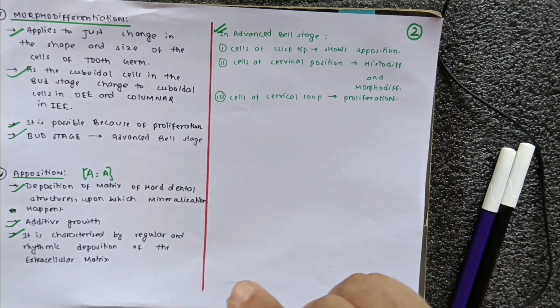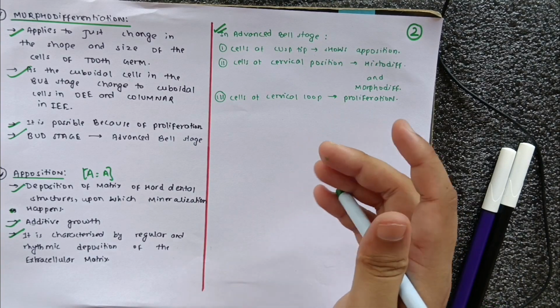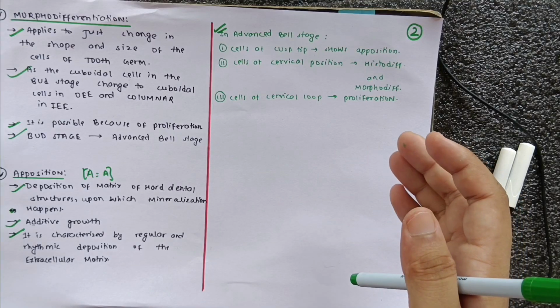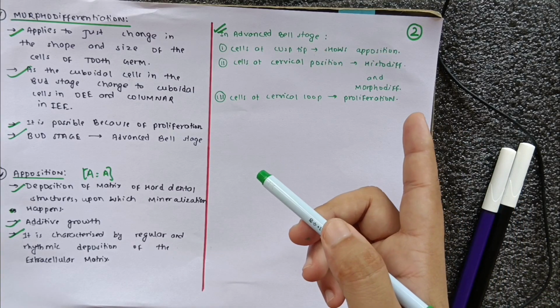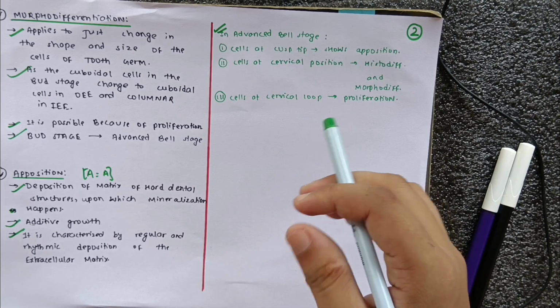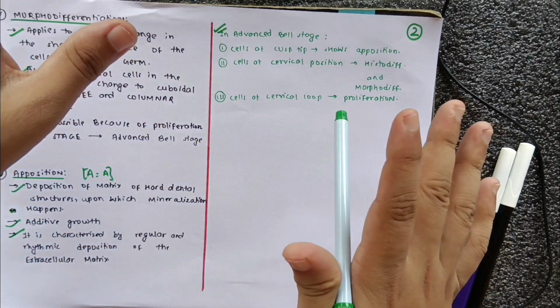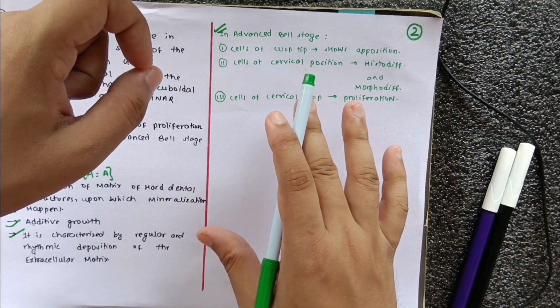I am just telling it simply. After the bud stage we studied the cap stage, and in the cap stage there is the formation of the inner enamel epithelium and the outer enamel epithelium, and a new layer was formed, that is the stellate reticulum. In the stellate reticulum, as we discussed, due to the presence of GAGs there is a star-like structure. There is a formation of star-like cells, and those star-like cells make up the stellate reticulum.